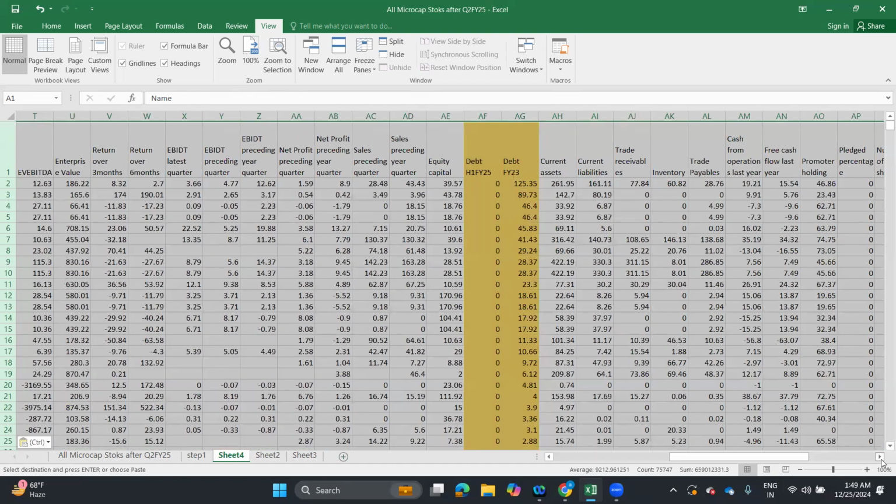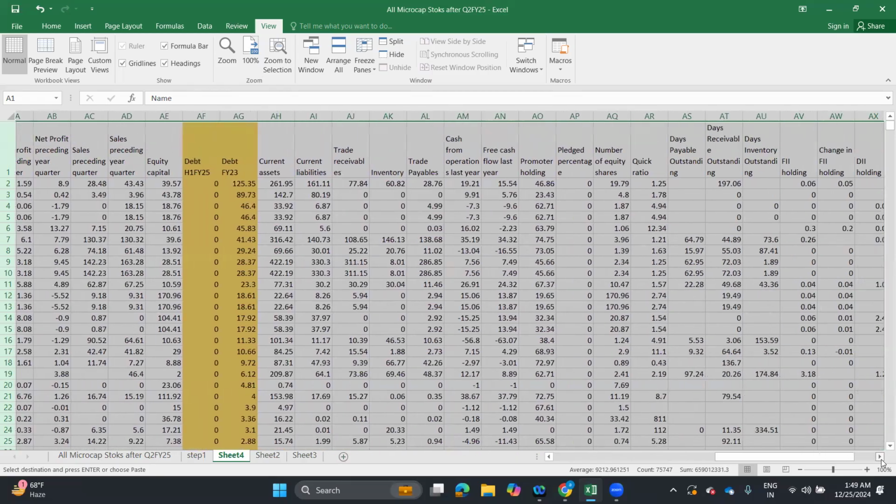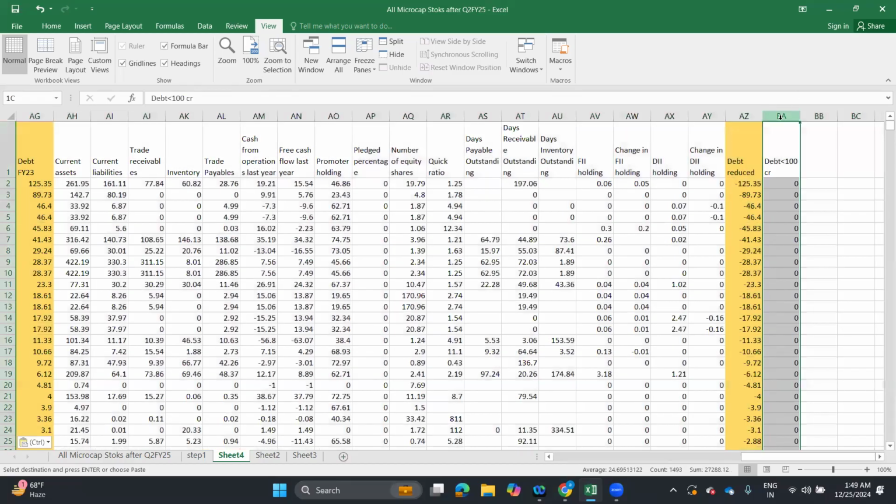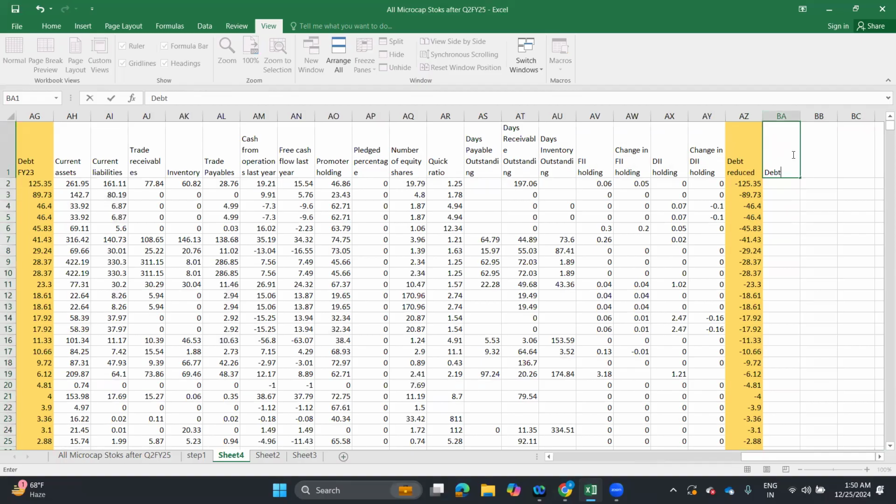जहां पे डेट रिड्यूस तो हुआ है, एंड डेट टू इक्विटी इज ऑल्सो लेस देन 1. तो ये डेट लेस देन 100 करोड़ वाला नहीं चाहिए मुझे. व्हाट आई एम ट्राइंग टू डू, डेट टू इक्विटी लेस देन 0.5. ठीक है.